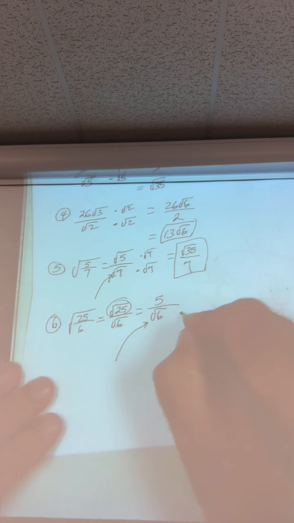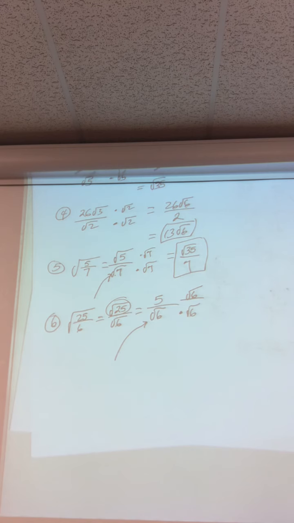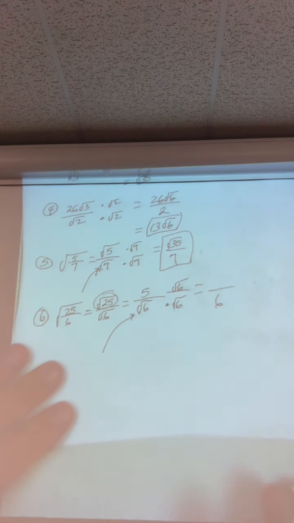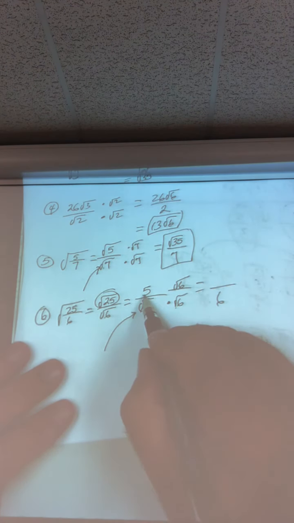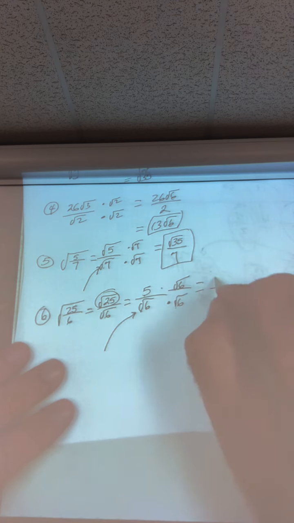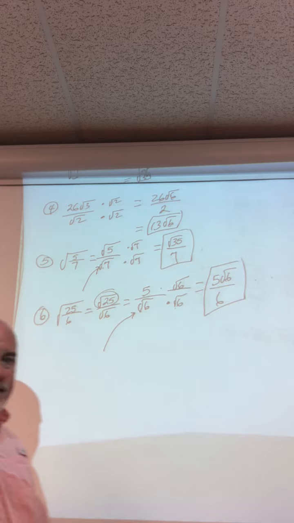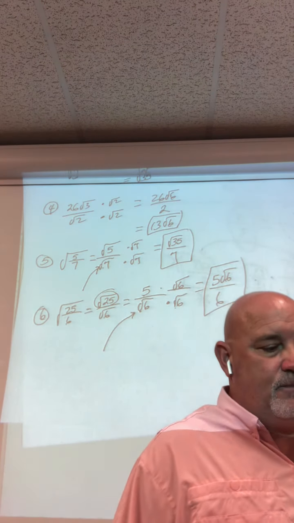So this is where I'm going to multiply the bottom and the top by square root of 6. So when I do, square root of 6 times square root of 6 is just a 6. And then 5 times 1 square root of 6 is 5 square root of 6. And that is the answer to that problem. And it is now rationalized, and this does not reduce any further.